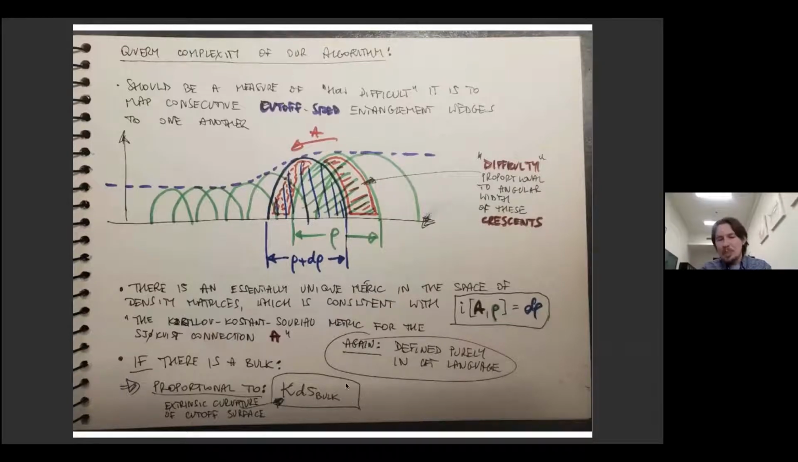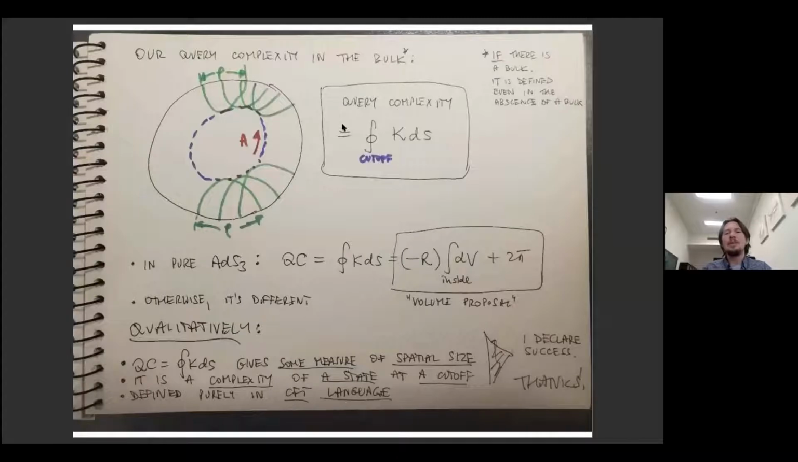And more geometrically, they will evaluate to just the extrinsic curvature of my cutoff surface itself, weighted by the length element along the cutoff. It's just a fact that this metric will evaluate to this object. So my query complexity from the bulk point of view, assuming that there is a bulk, again, this is entirely a CFT construction, so there doesn't have to be a bulk for this to make sense. But if there is a bulk, then this object is going to evaluate to the integral of K dS along the cutoff.